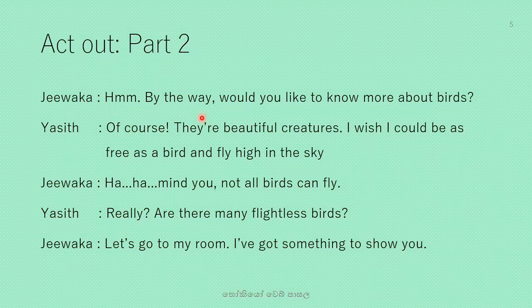By the way, would you like to know more about birds? Of course, they are beautiful creatures. I wish I could be as free as a bird and fly high in the sky. Haha, mind you, not all birds can fly. Really? Are there many flightless birds? Let's go to my room. I've got something to show you.